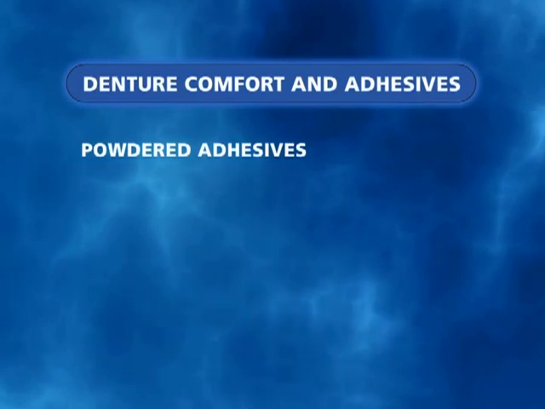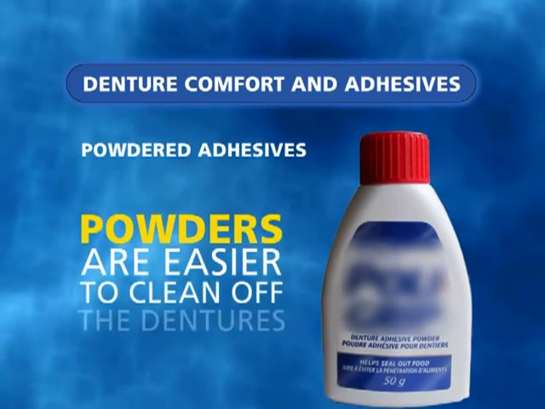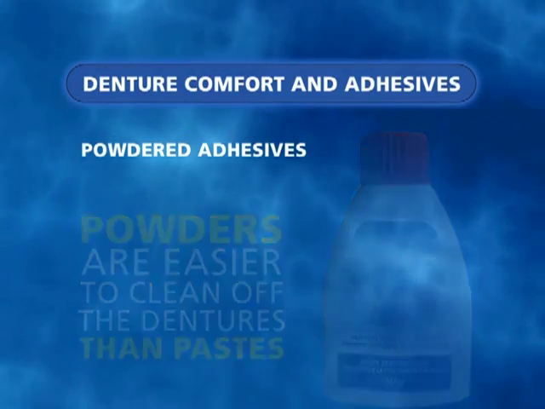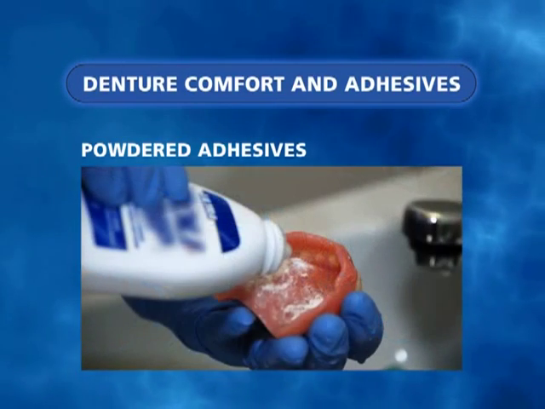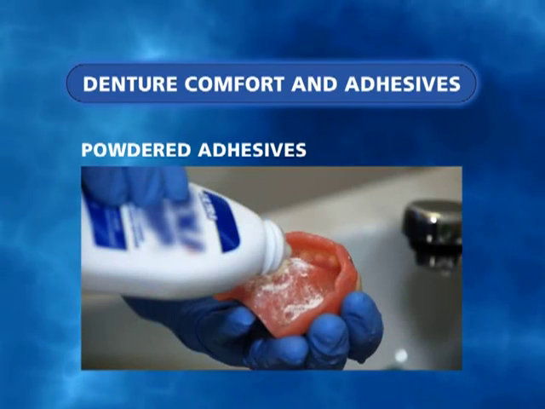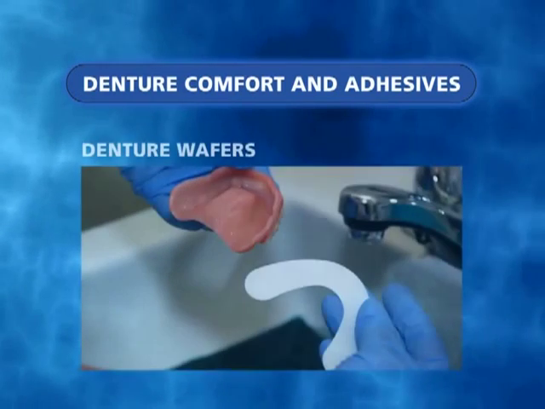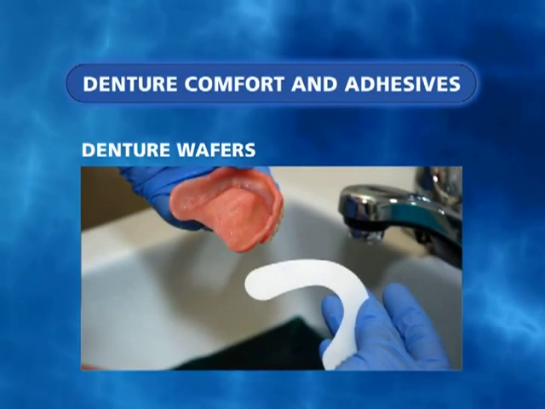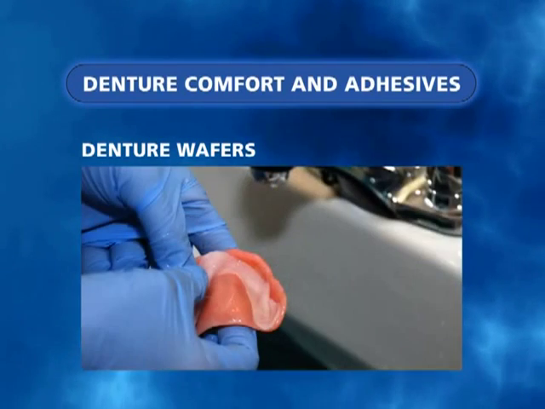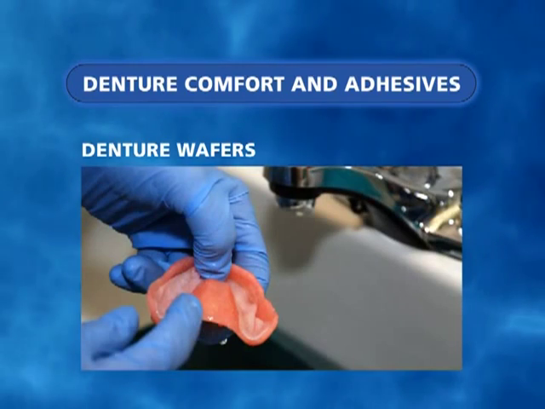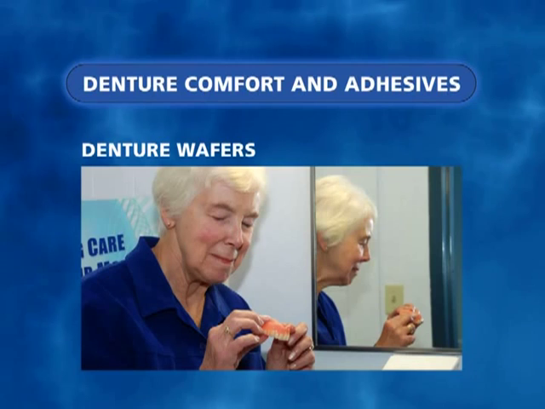Powdered adhesives change the bite less than pastes. Powders are also easier to clean off the dentures than paste. To use a powdered adhesive, clean and rinse the denture. Shake powder onto the denture and place the denture into the resident's mouth. Denture wafers are cut to fit the shape of the denture and work better if the denture fits more tightly to begin with. Place the strips in the denture and seat properly in the mouth. The saliva will help adhere the wafer to the gum tissue.